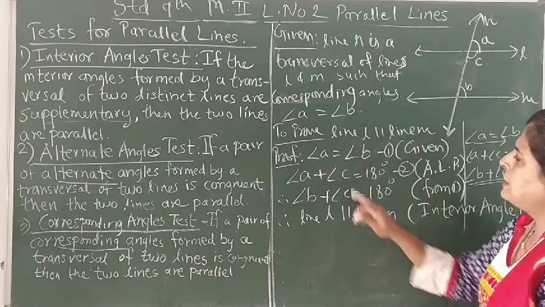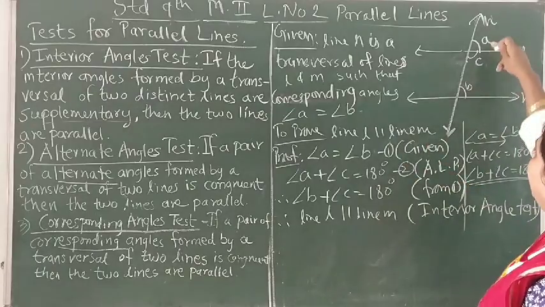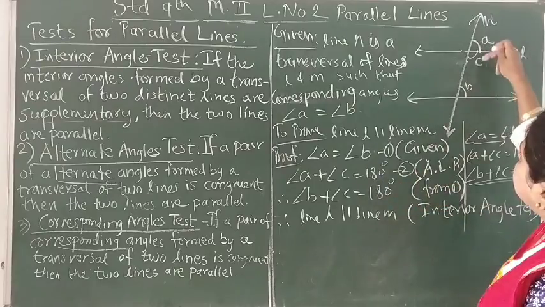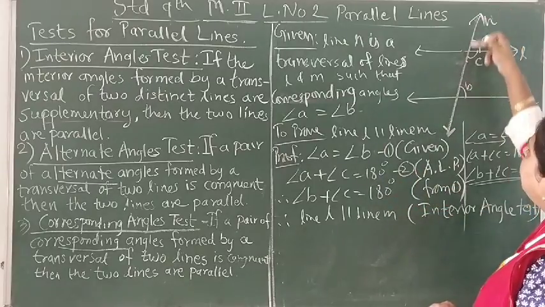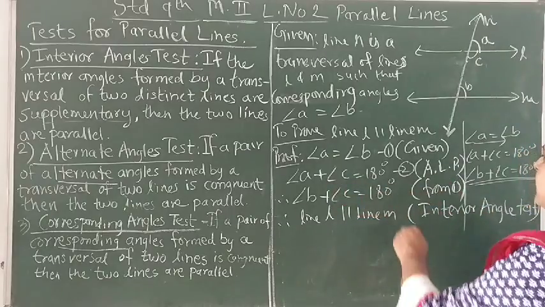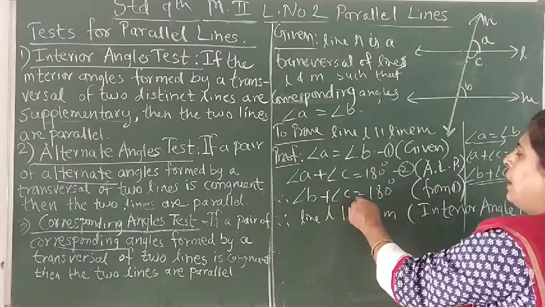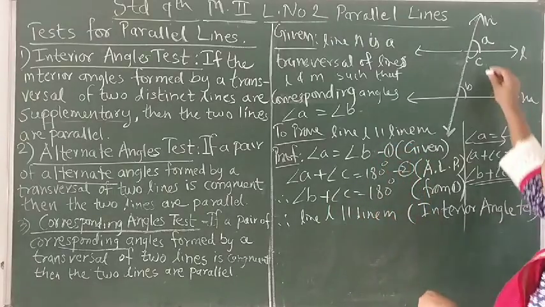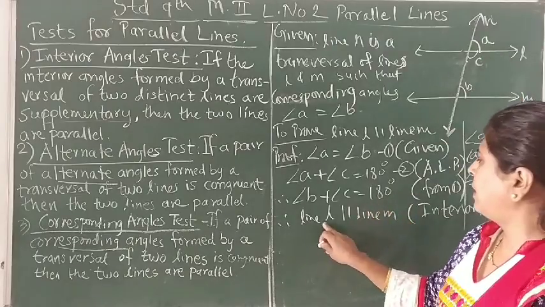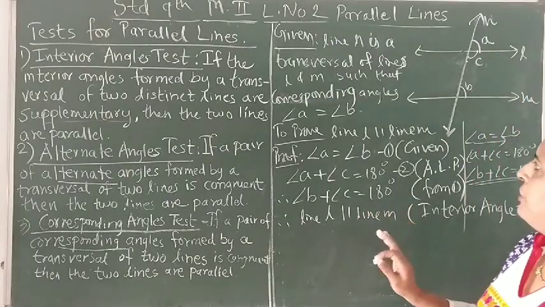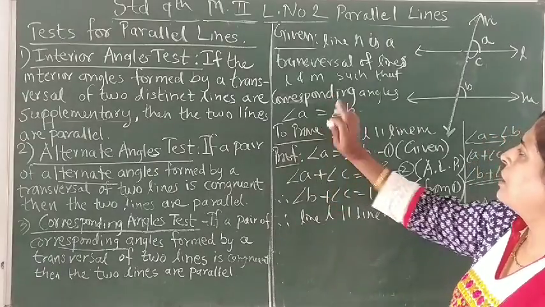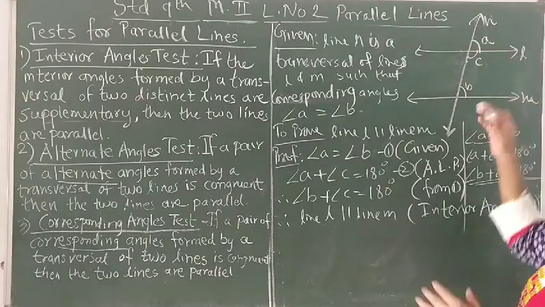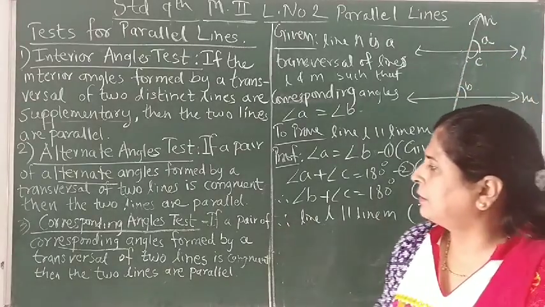Now the proof part will be as it is. A and B are equal, given. Now angle A plus C is 180 degrees, as these are also angles in a linear pair. And now replacing A as B, B plus C is 180 degrees from statement number 1. Here we have proved that interior angles are supplementary, hence the lines are parallel. That's it. If we just change a word from alternate to corresponding and the position of angle A, we have got a proof of this third test.